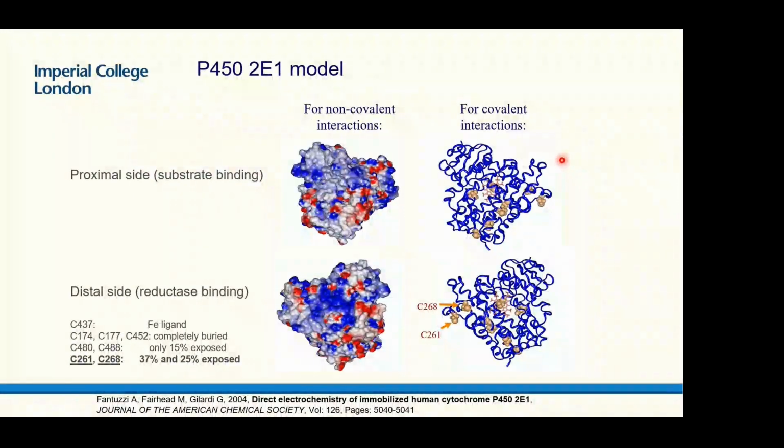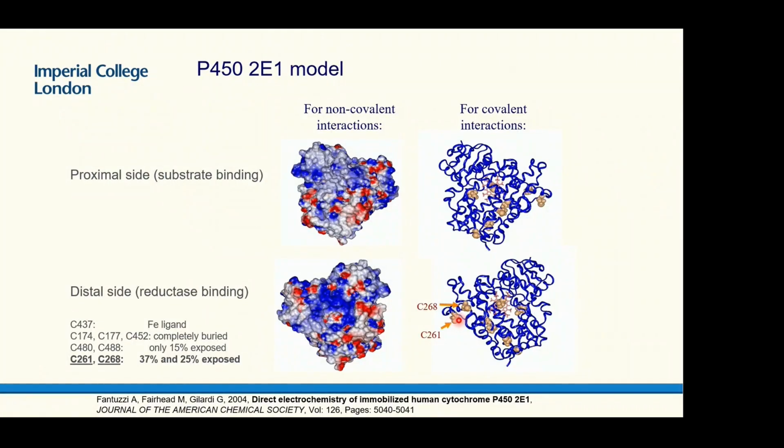So what we did is to look at the structure of the protein, and we saw that there are specifically exposed cysteines, uniquely exposed cysteines, only on one side. So these are the 2 faces of the protein. This is the substrate binding site, and this is where the reductase will normally bind. And on the face where the reductase will bind, there are 2 exposed cysteines that we can use to anchor the protein to the electrode surface.